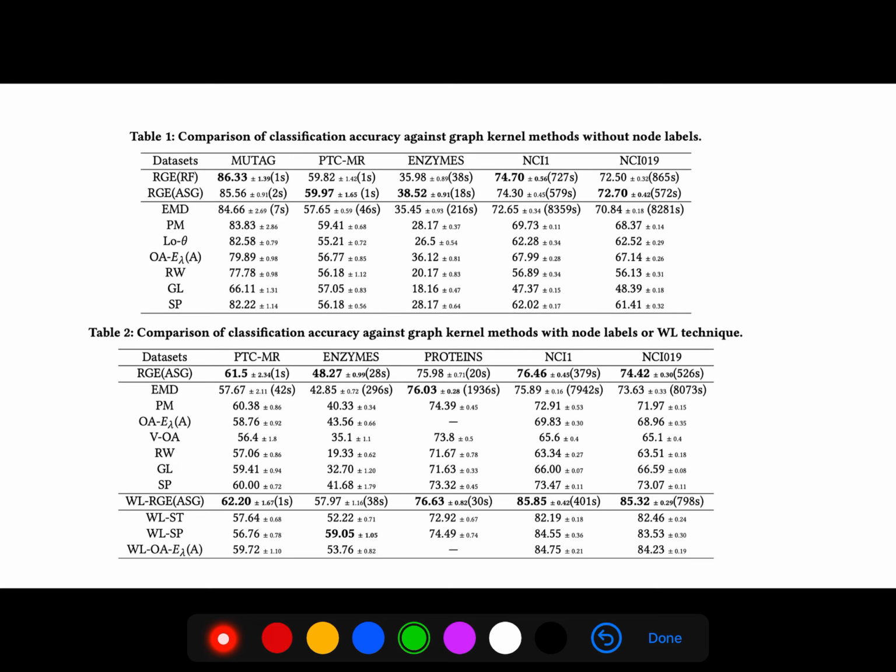And they did experiments on these datasets, enzymes, mutag, and this is a comparison of classification accuracy. They also compared classification accuracy against other graph kernel methods.